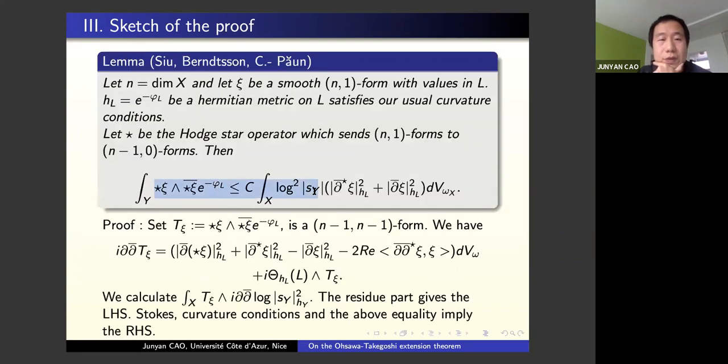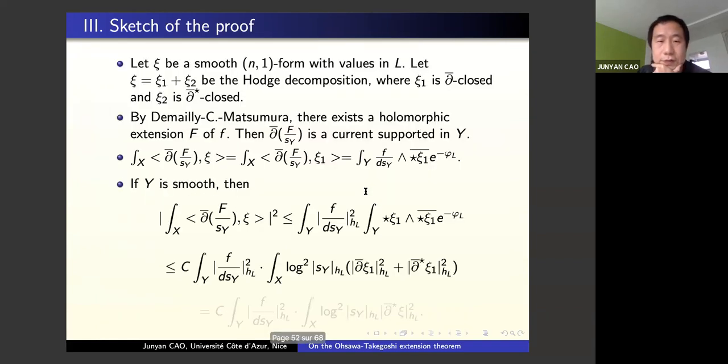We just use this lemma. We know that the L2 norm on the boundary Y is controlled by the L2 norm of the derivative of xi. So therefore, we know that for the last term, by this integral. Now, xi1 in the Hodge decomposition is d bar closed, so this term equals zero. And xi2 is d bar star closed, so therefore d bar star xi1 equals d bar star xi.